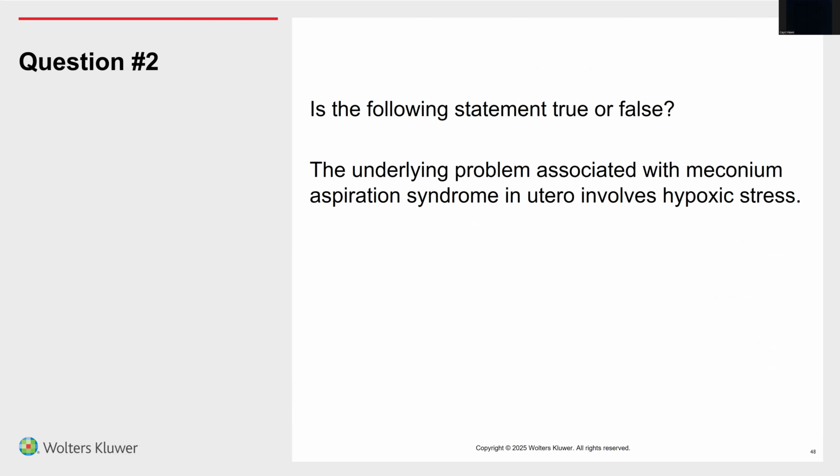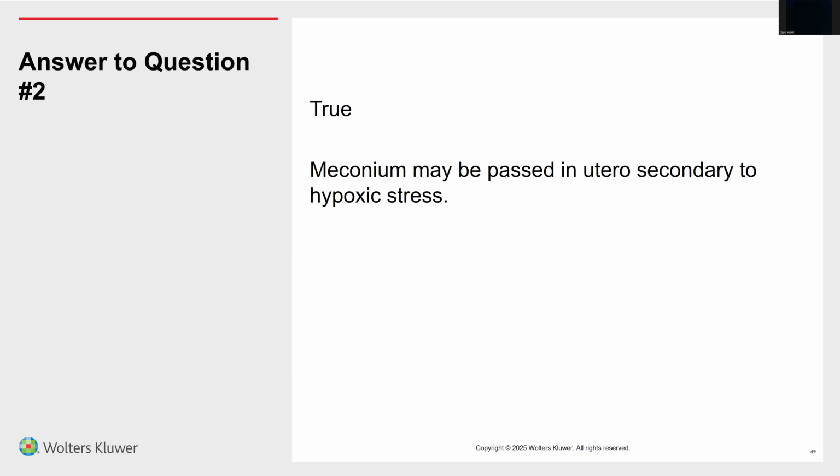So is the following true or false? The underlying problem associated with the meconium aspiration syndrome in utero involves hypoxic stress. That is true. So meconium may be passed in utero secondary to hypoxic stress. So then that increases the risk of meconium aspiration syndrome.